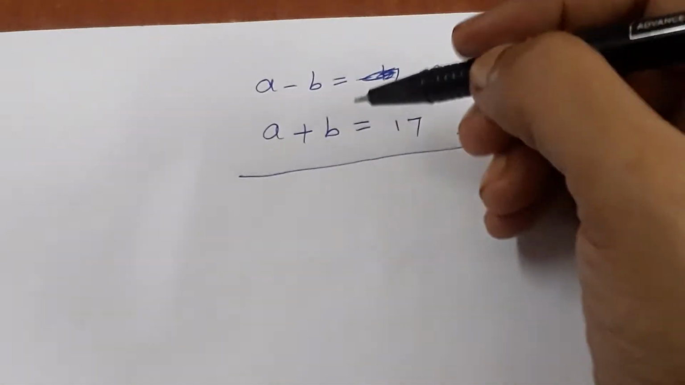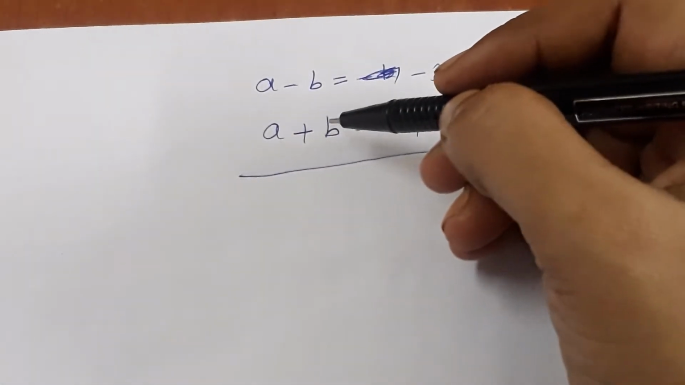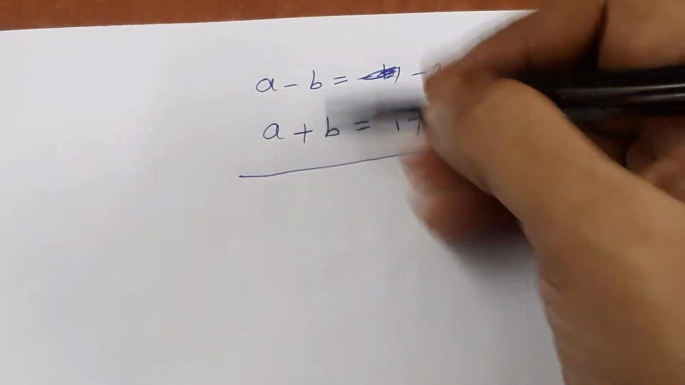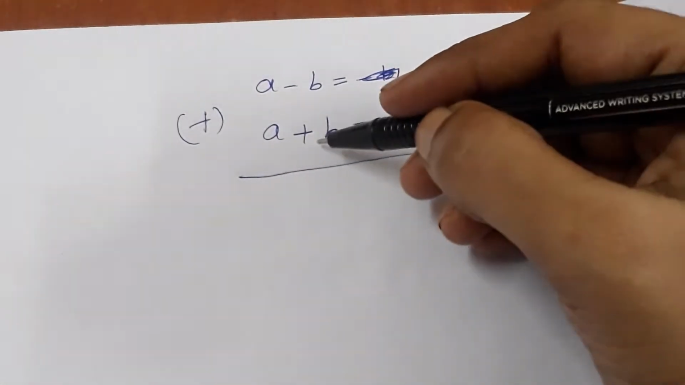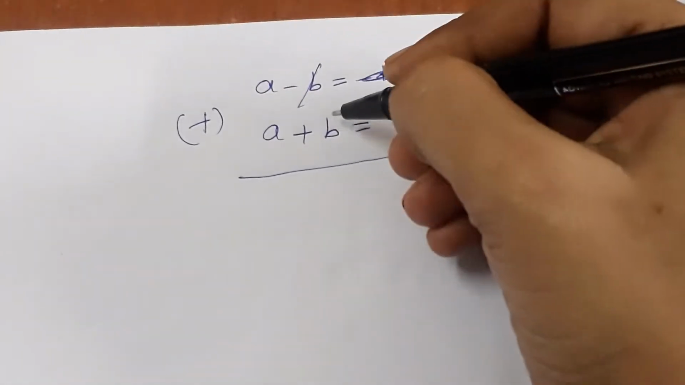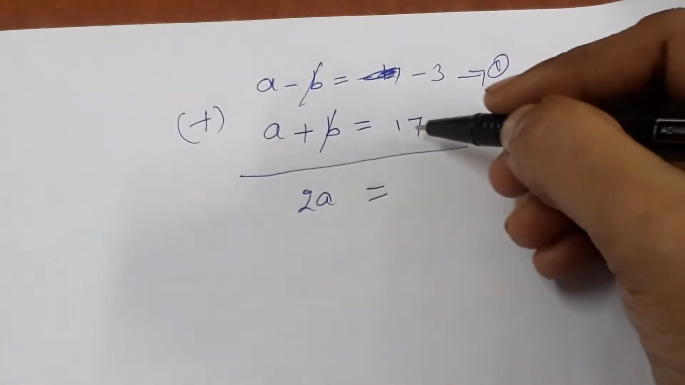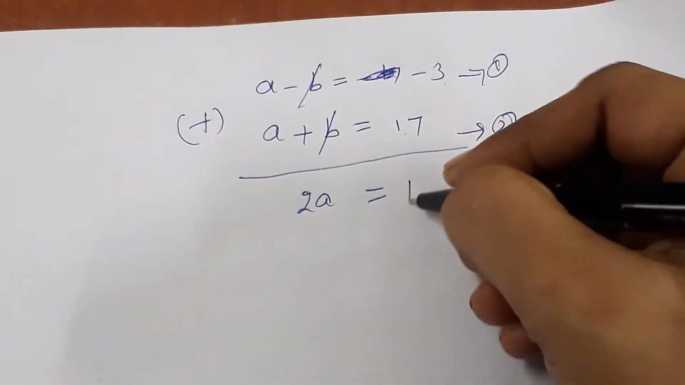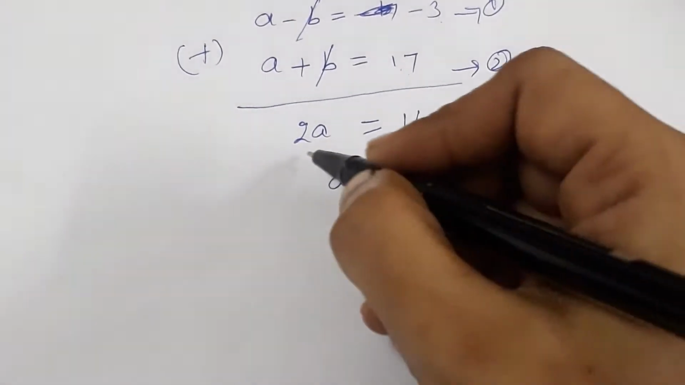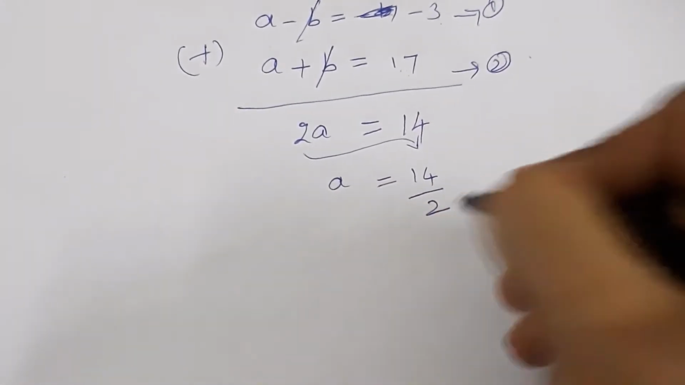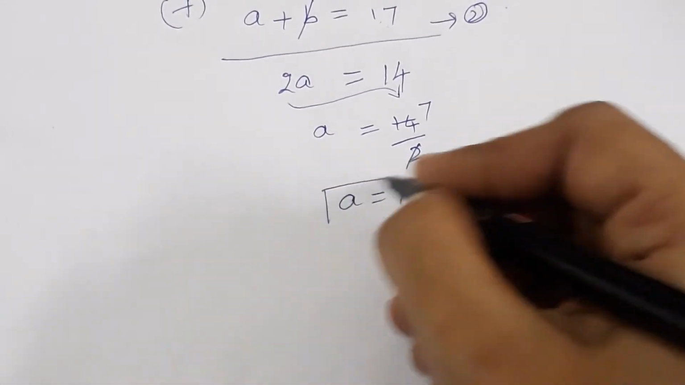Listen carefully. We have to add these two equations. Then only this plus b and minus b will get cancelled. So if we add these two equations, plus b minus b gets cancelled. So what will you get? a plus a, 2a equals 17 minus 3. 17 minus 3 is nothing but 14. So how will you find the value of a? 14 divided by 2, 7. So the value of a is 7.